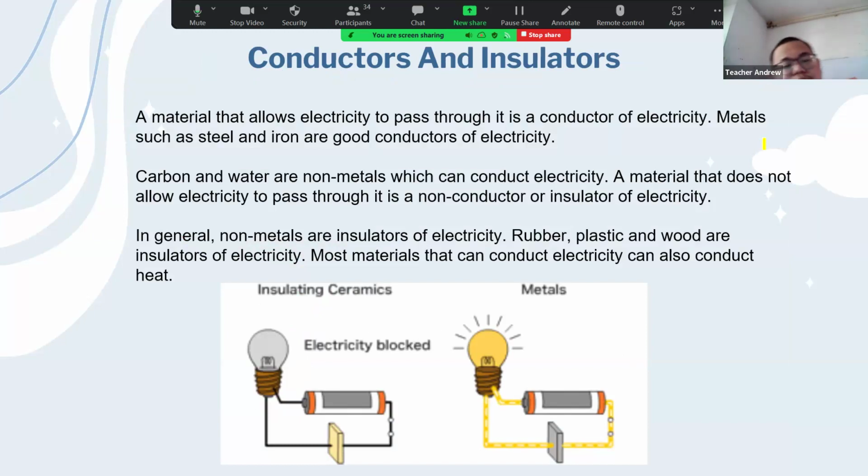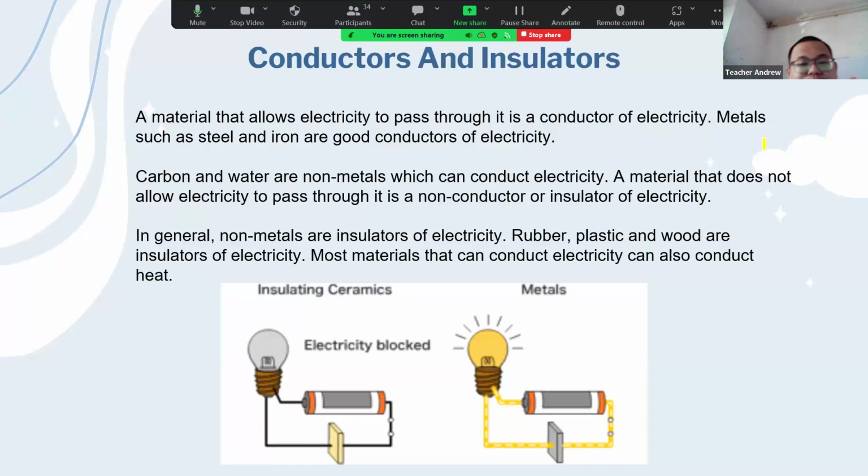Today, we'll talk about conductors and insulators. I believe that in science, we always come across these two words, conductors and insulators. A material that allows electricity to pass through is a conductor of electricity. Metals such as steel and iron are good conductors of electricity. It means that if you were to put these in a circuit, the current, the power can pass through them. All right.